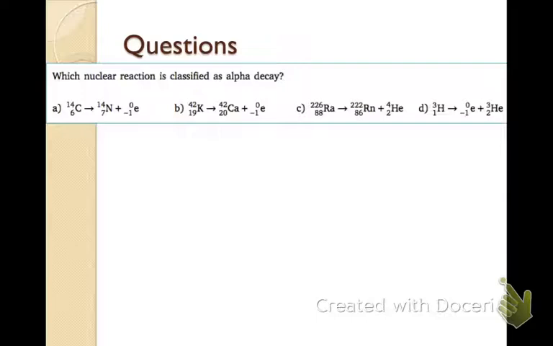What nuclear reaction is classified as an alpha decay? So the key word here is alpha. We want to make sure we look for the alpha symbol, or in the notation. So the notation is 4,2 He or 4,2 and the alpha symbol. So you want to make sure it's releasing, meaning the alpha particle is going to be in the products. So let's take a look at A.